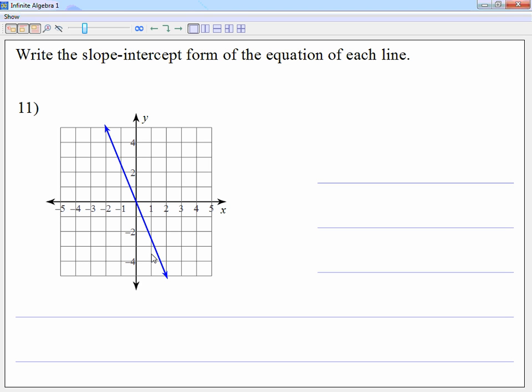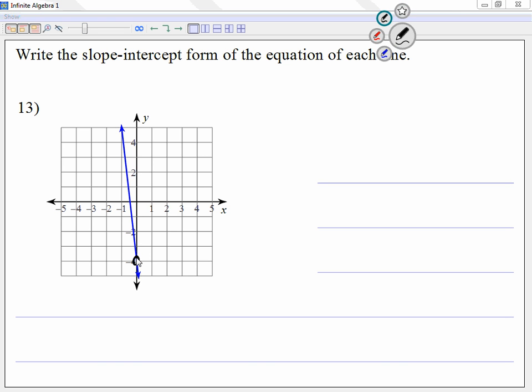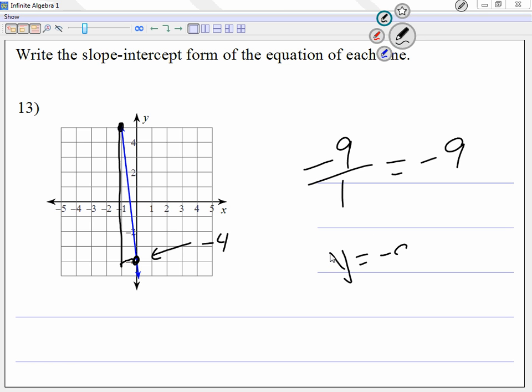13? All right, let's take a look at 13. I can see that point and I can see that point. So I'm gonna travel. Seems like I'm going down 9, so negative 9. Then I moved 1 to the right. I went down 9 and then 1 to the right. So my slope is negative 9. My y-axis, I'm crossing it at negative 4. So I'm going to write this as y equals negative 9x minus 4.